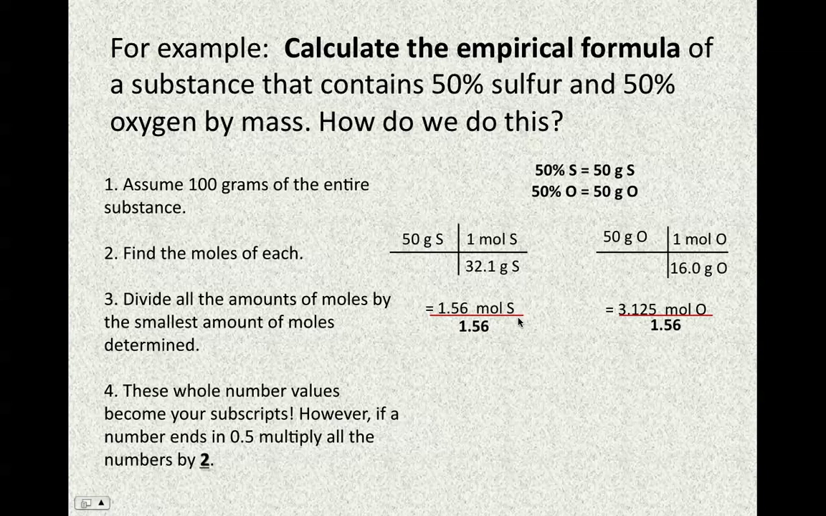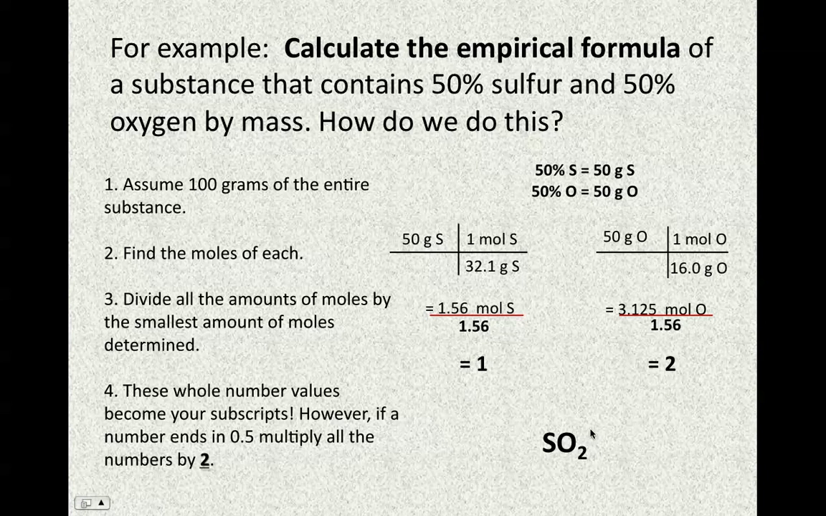I'm going to divide them both by 1.56, and when we do that, we're going to see in this case we arrive at whole numbers, 1 and then 2 oxygen. So this gives us the ratio between sulfur and oxygen. For every 1 sulfur in the compound, we have 2 oxygens, which then means we can simply plug it into their formula or get sulfur dioxide.